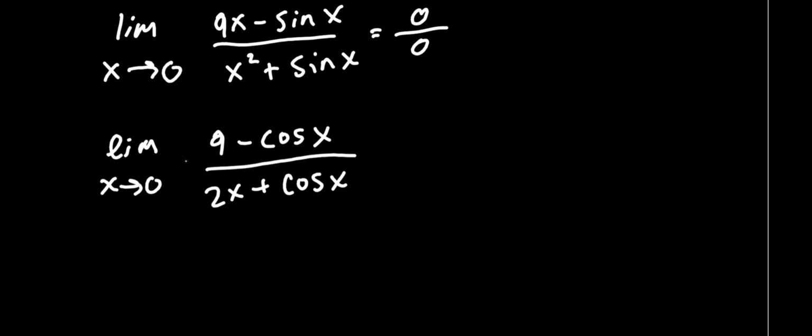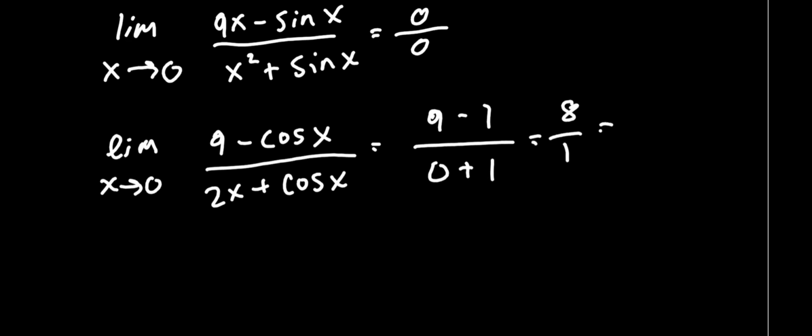Now, our limit, if we just plug in 0, we should get 9 minus cosine of 0, which is 1, over 2 times 0, which is 0, plus cosine of 0, which is 1. So this is going to be 8 over 1, which is equal to 8. So 8 is the answer for this limit.